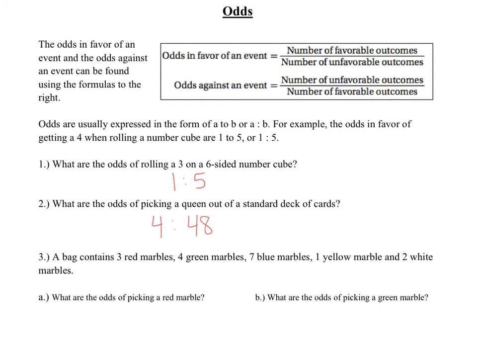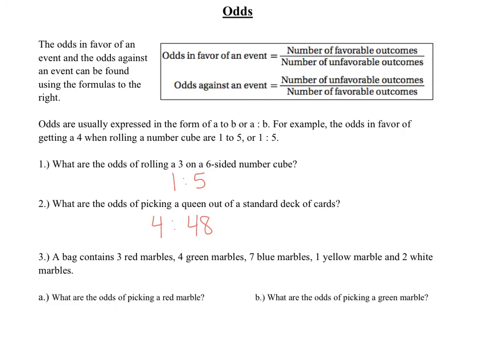So the important thing about odds is you never use your total. The two numbers together add up to your total. But it's different from probability, where with probability you put the favorable outcomes over the total number of outcomes. That's not what odds is. Odds is where you compare the favorable outcomes to the unfavorable outcomes. So there's 1 chance you'll get a 3, 5 chances you won't. 4 chances you'll get a queen, 48 chances you won't.